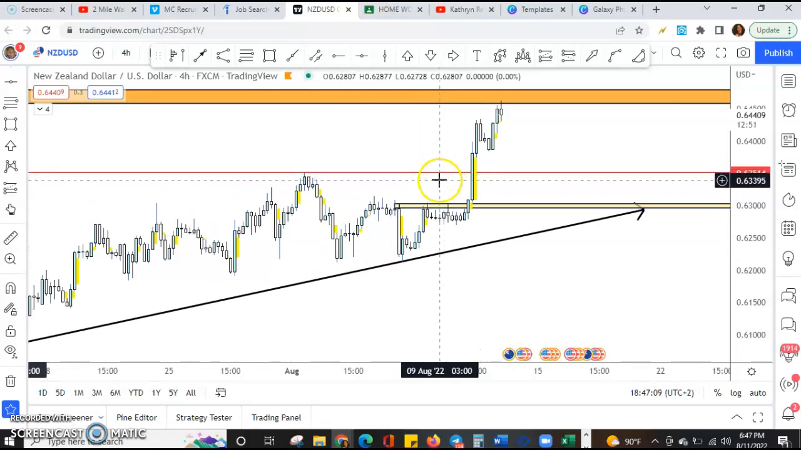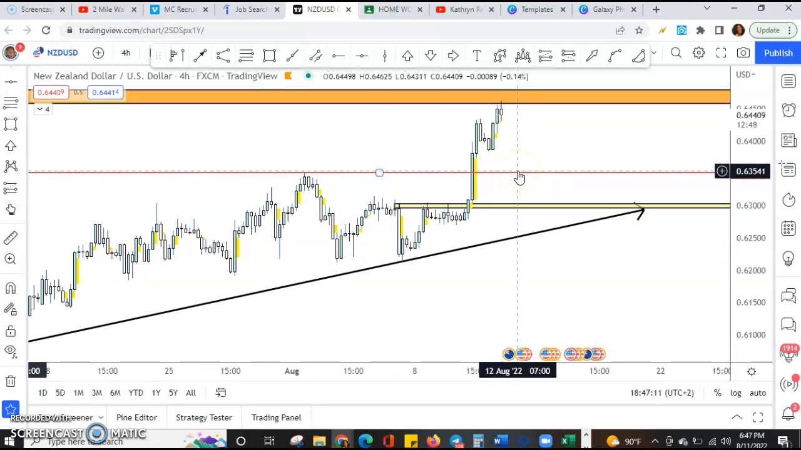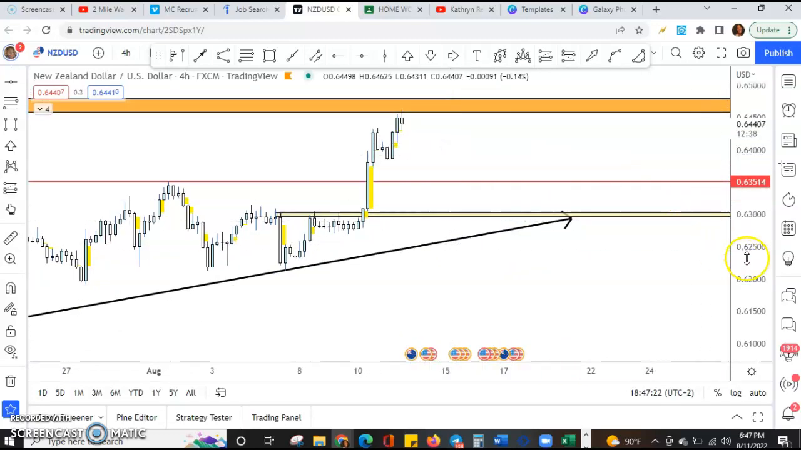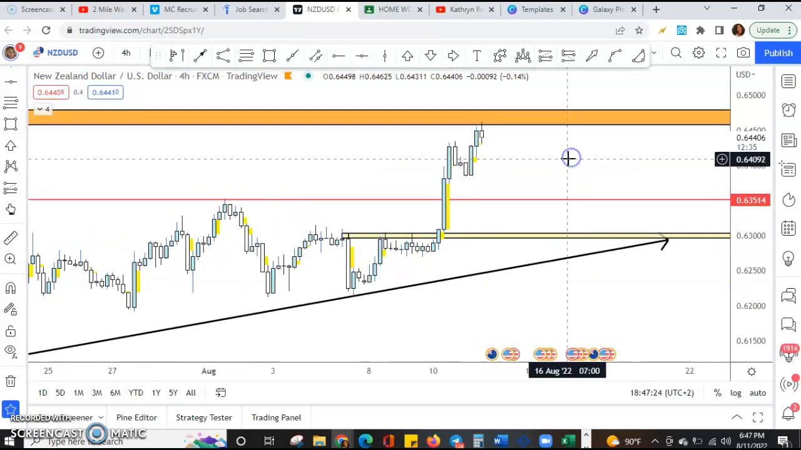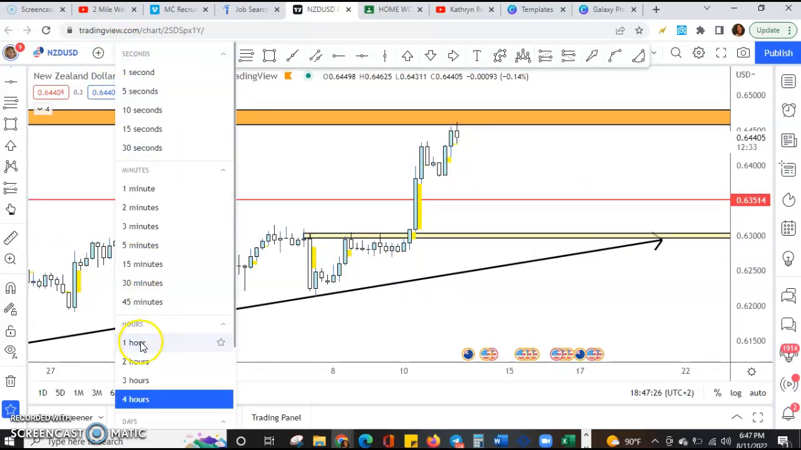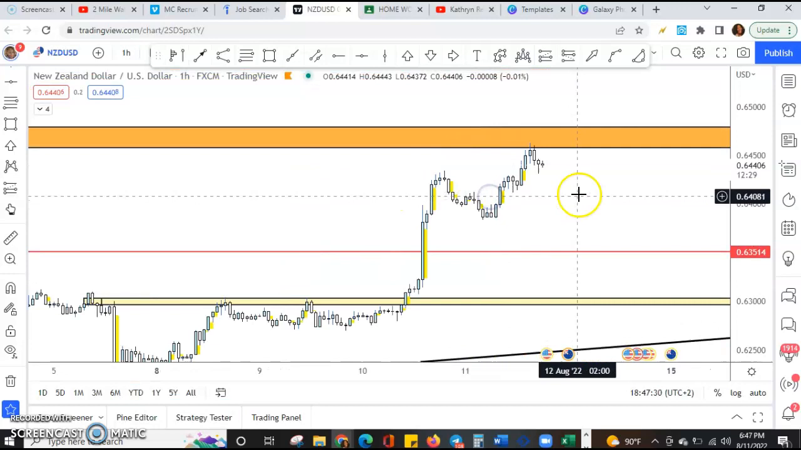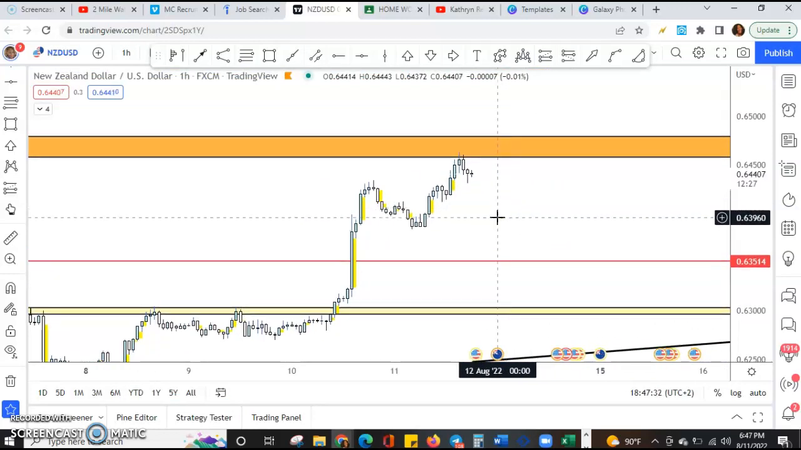So two things: I'm looking for the market to come down here or here to react and possibly continue to buy up, or possibly reverse and continue to sell down. Now that I'm at the area of interest where there is a heavy strong resistance, I'm going to drop to the 1-hour, and here I'm just confirming that the market is ready to turn around or continue forward.